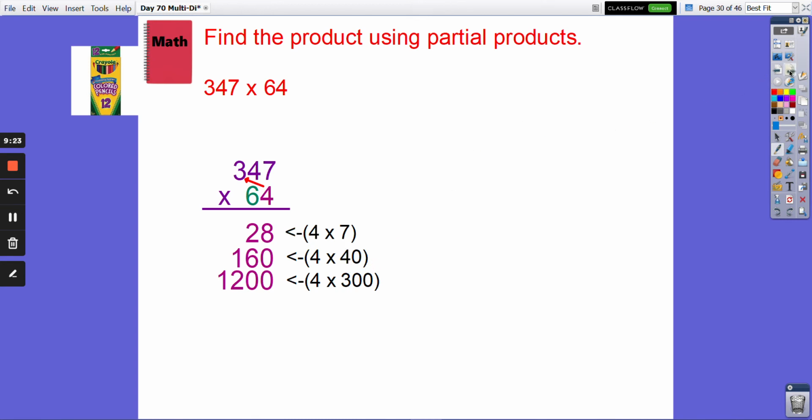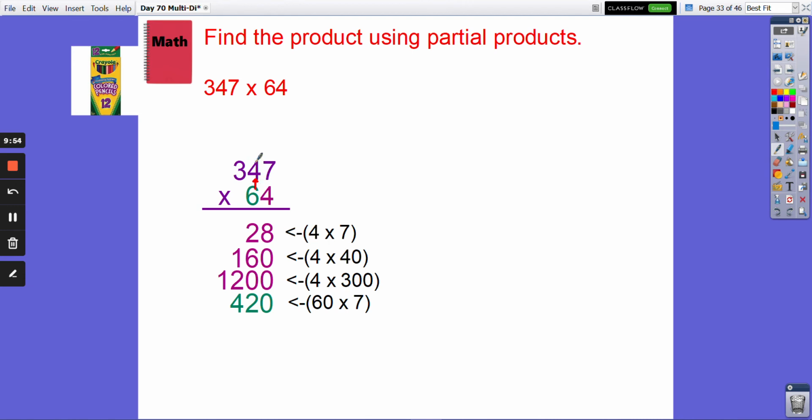Okay, let's move on to the next place value on our bottom number, which is the 6. That 6 is not just worth 6, that 6 is worth 60. So 60 times 7, well, let's see, 6 times 7 is 42. 60 times 7 would give us 420. Okay. Moving on to the next place value, still using that 6 on the bottom number. That 6 is worth 60. This 4 is worth 40, or 4 tens.